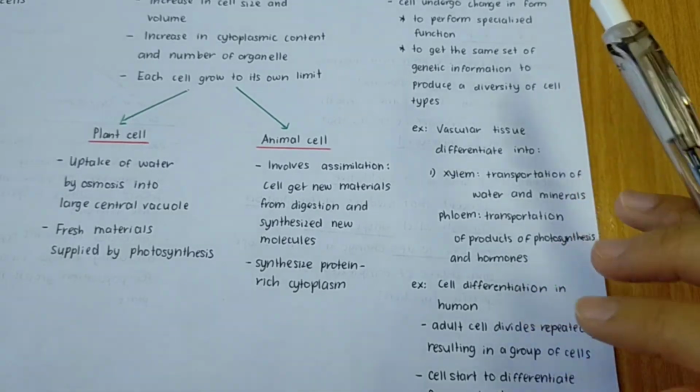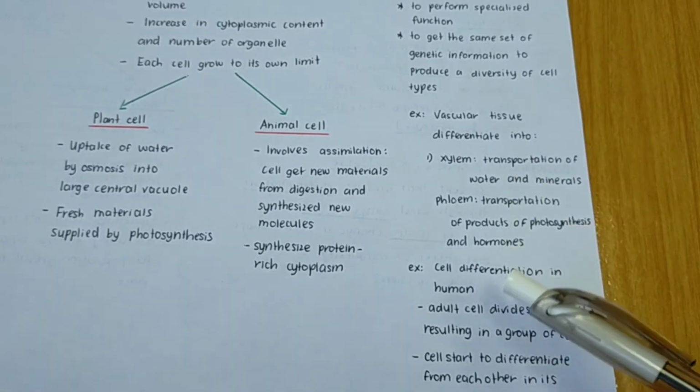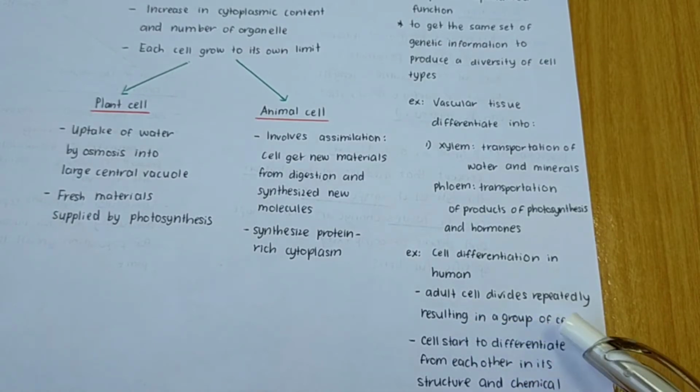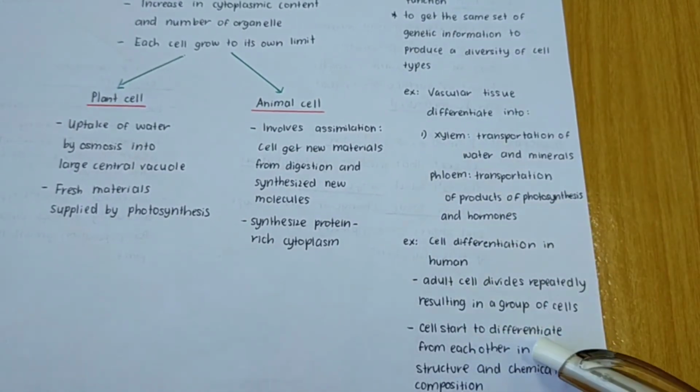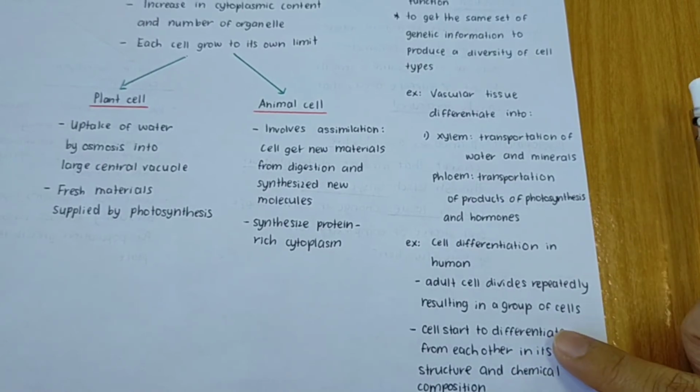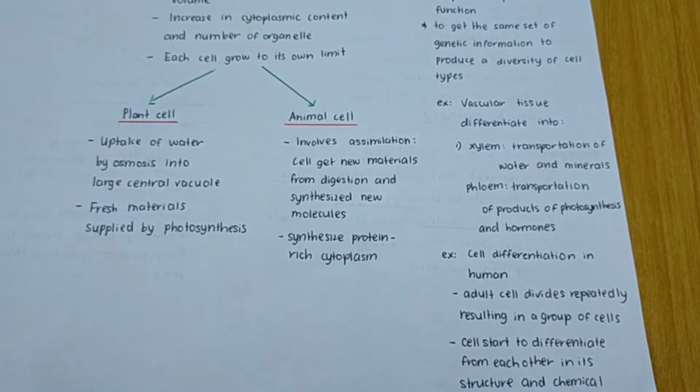Okay. And another one, cell differentiation in human. So adult cell divide repeatedly, resulting in a group of cell, and then cells start to differentiate from each other in its structure and chemical composition.